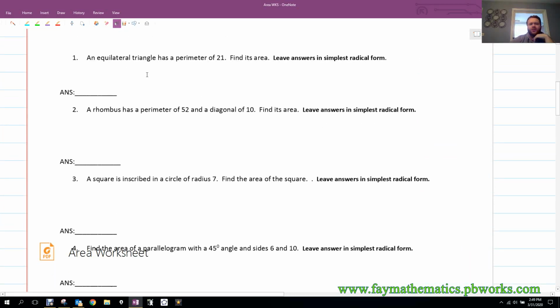Equilateral triangle. So equilateral, what's that mean about all the sides? And if you know what it means about all the sides, that should allow you with that 21 to find what s is. Okay. My suggestion then, for area, let's use the s squared radical 3 over 4 formula for the area of an equilateral triangle.